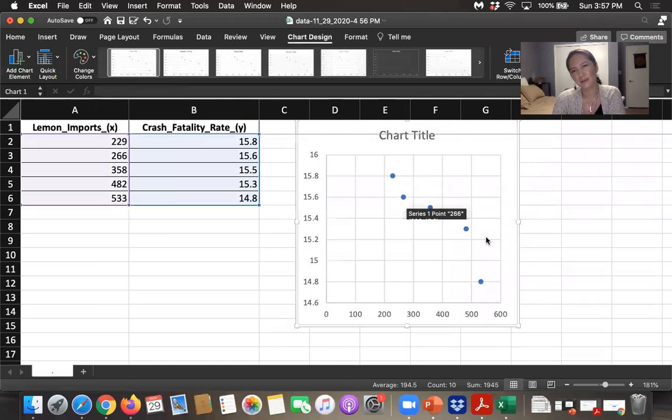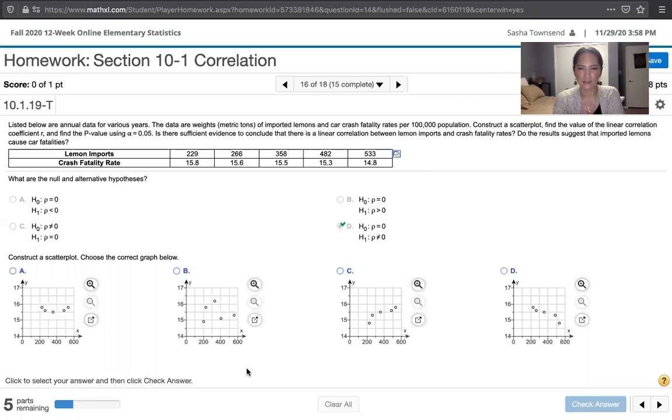And so I'm looking for a pattern that kind of looks like this. Notice that the X values, the lemon imports, are on the X axis. You always want to make sure that the axes are correct. For some reason, for a while, my Excel was inverting the X and Y axes every time. Now it's back to normal though. So the only graph that looks remotely like that is option D.